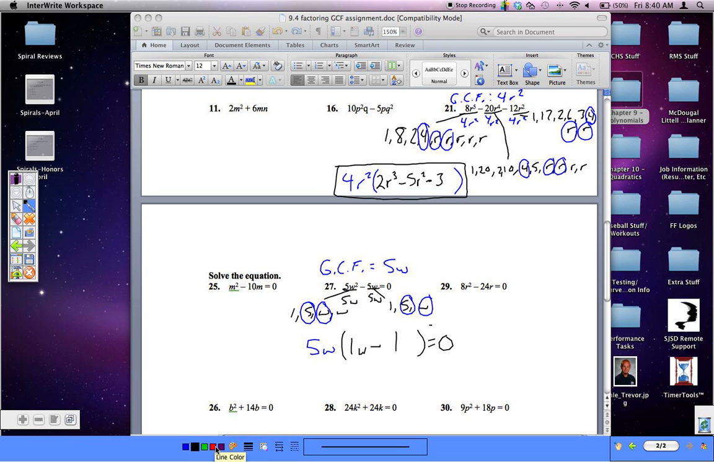Since this is equal to 0, just like we did at the very start of the worksheet, we take the first part, equal to 0, opposite operations to solve. W equals 0, that's one answer. And then we set this equal to 0. We would add 1, and then divide by 1, which when you divide by 1 it doesn't change anything. So my answer is 0 plus 1, which is 1, and these are the two answers for that problem.